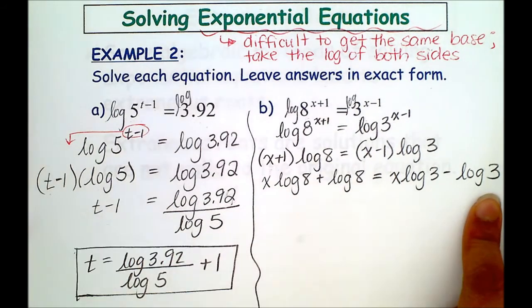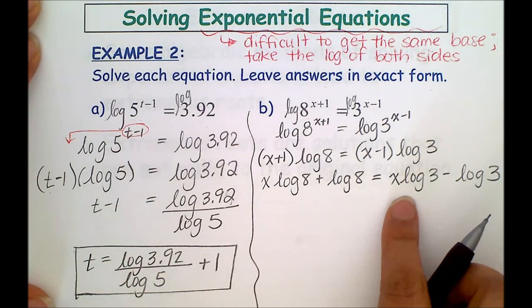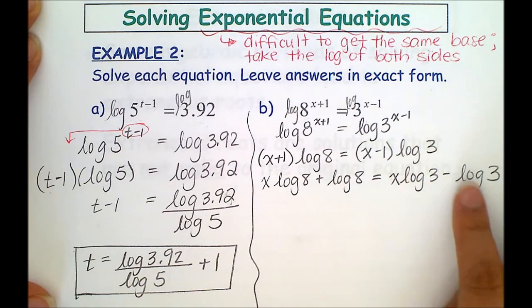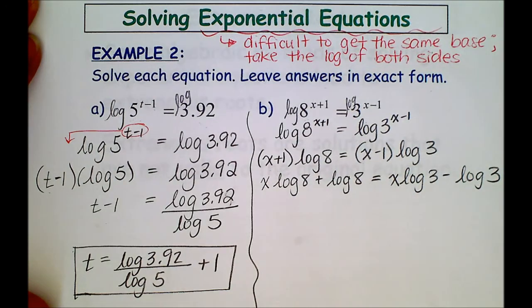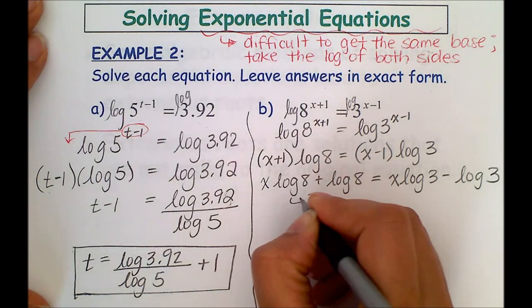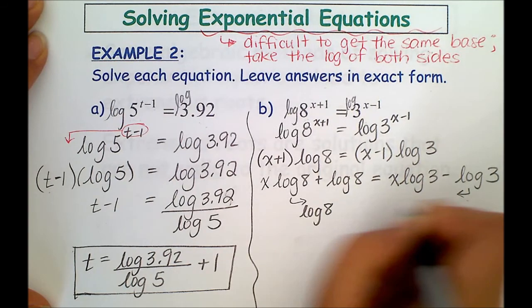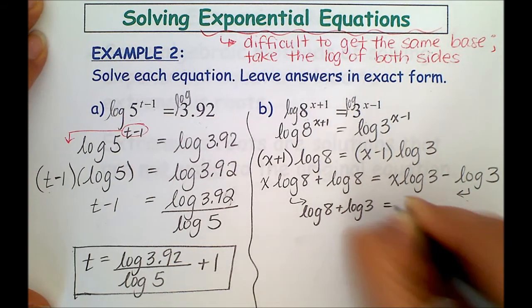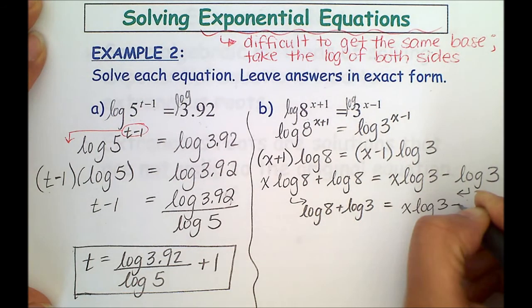So I will move the x log 8 over to the right-hand side, and I'm going to move the negative log 3 over to the left-hand side. The only reason why I'm switching it in that order is so that I'm not dealing with too many negative terms. Not that it matters whether it's positive or negative, it just makes it a little bit easier when it's all positive terms. And so if I move this over and I move this over, I get log of 8 plus log of 3 equals x log of 3 minus x log of 8.